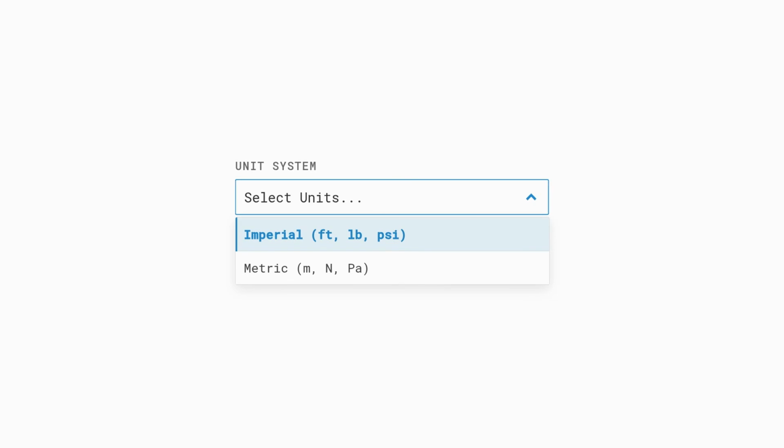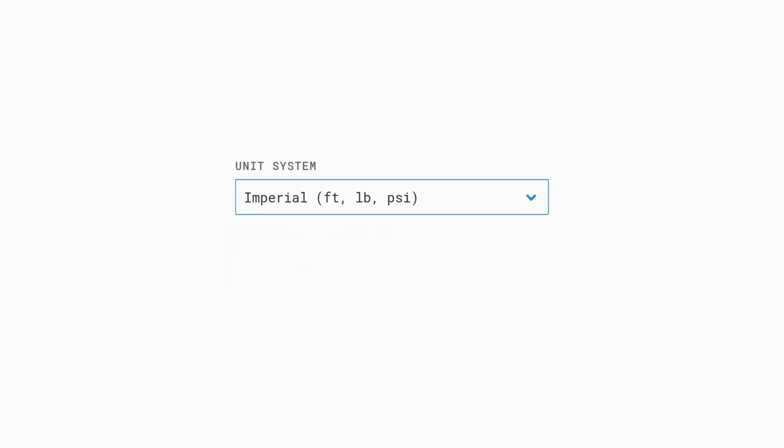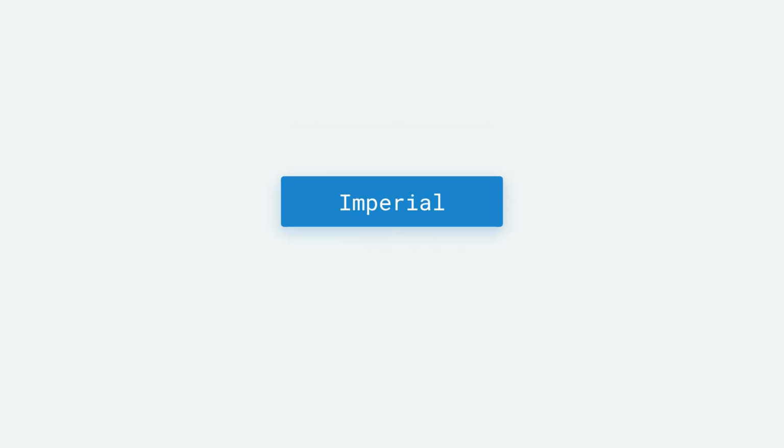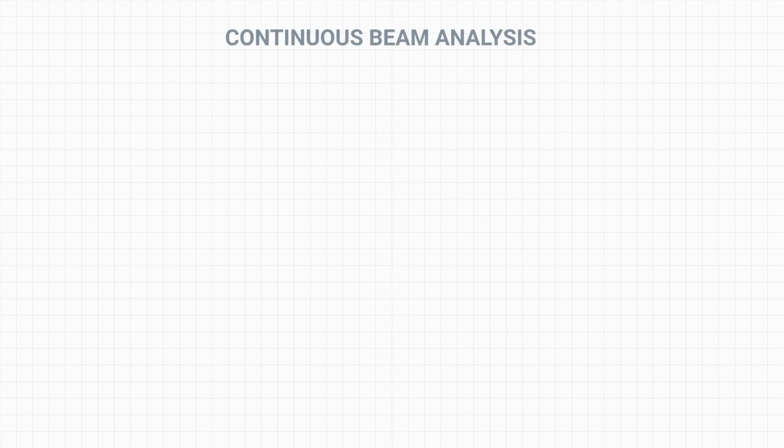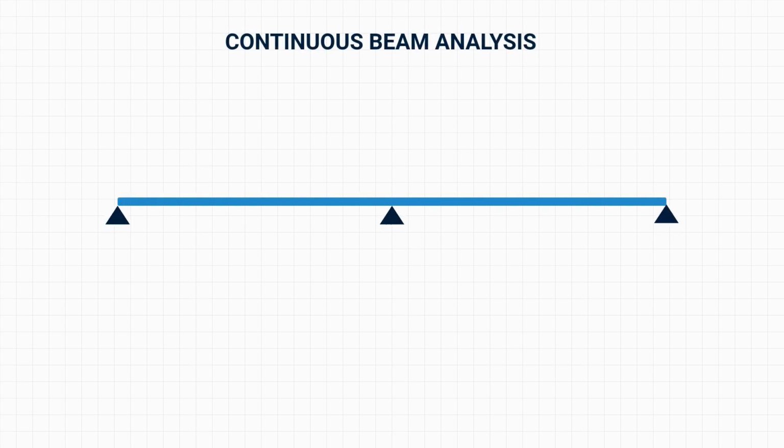You can choose between imperial units using feet, pounds, and psi, or metric units using meters, newtons, and pascals. For this demonstration, I'm using imperial units. Now enter your four main inputs.